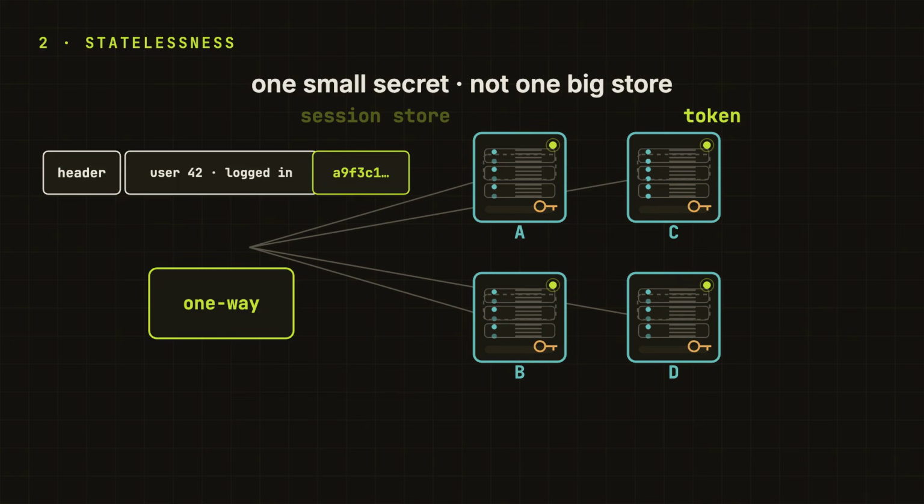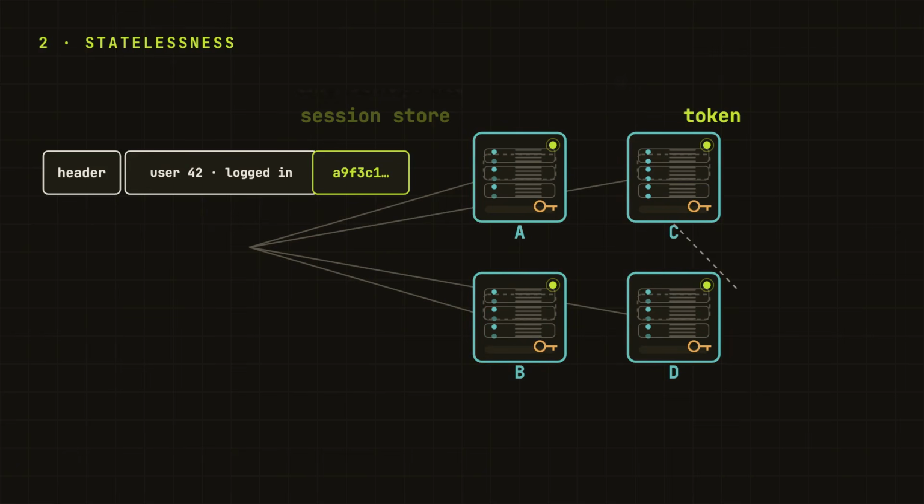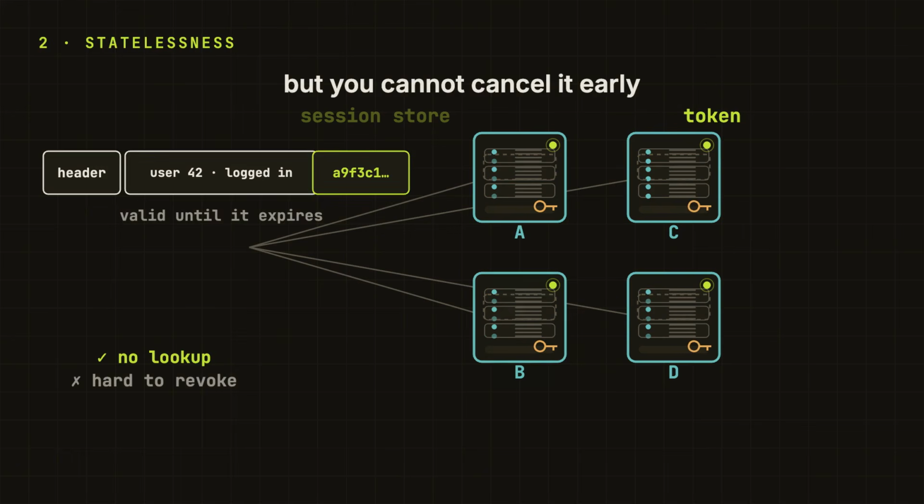And one important point to get right, the token is readable by anyone who has it. The signature only stops it being forged, it does not hide what is inside. So, you never put secrets in it. So, now any server can just verify the signature and trust the token. No lookup, no shared store needed. The benefit, it scales beautifully, no database hit. The cost, it is harder to cancel early because the token is valid until it expires.